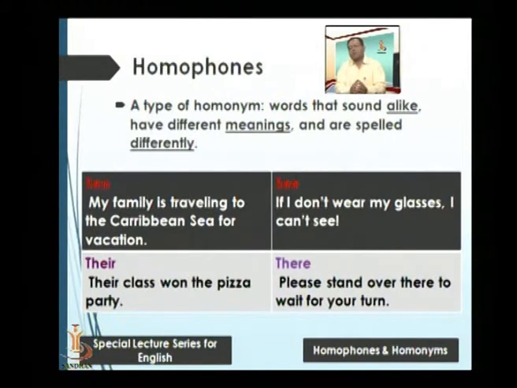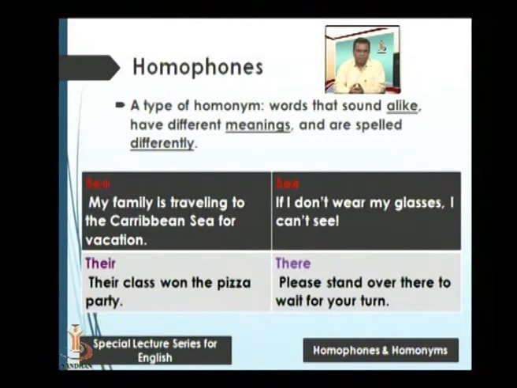Another pair of such words is their and there. Their, T-H-E-I-R, is used when you are showing that something is in possession of somebody. Example, their class won the pizza party, meaning some specific class won the pizza party. Their house is very big, meaning the house belongs to some specific group of people. So their, in the sense of possession.